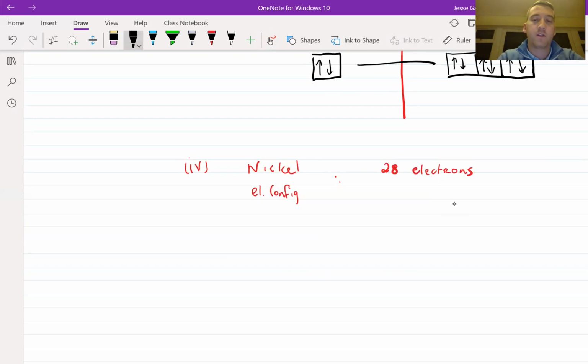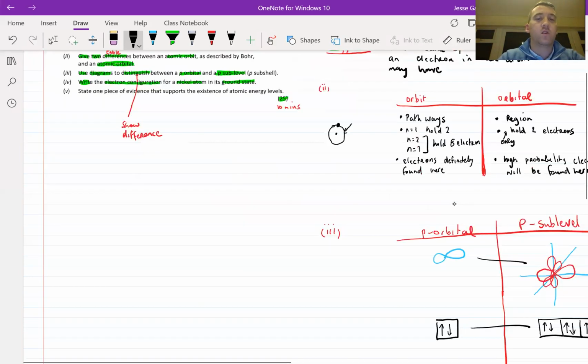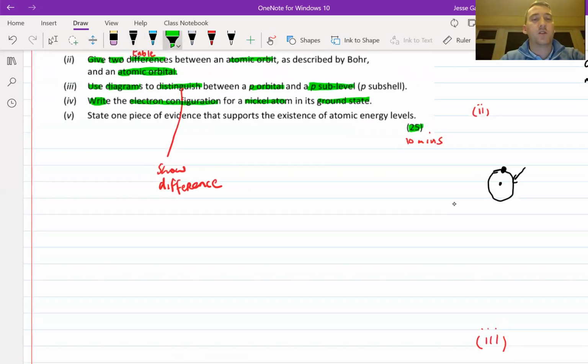So let's build up the configuration from scratch. We've got 1s2, 2s2, 2p6. There's 10 electrons so far. 3s2, 3p6. There's 18 electrons so far. Next to be filled is the 4s2. That's 20 electrons so far. And then the next sublevel is the 3d. And there are 8 remaining for here. So 3d8. Pretty straightforward. Done loads of them. I'm pretty confident you guys can do that, no problem.